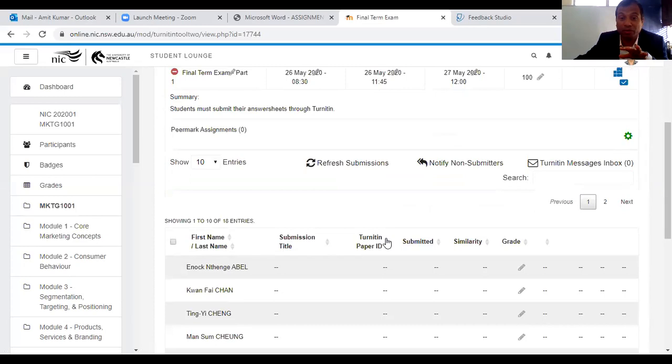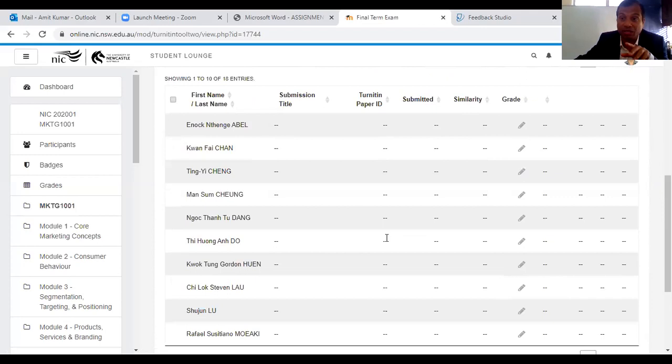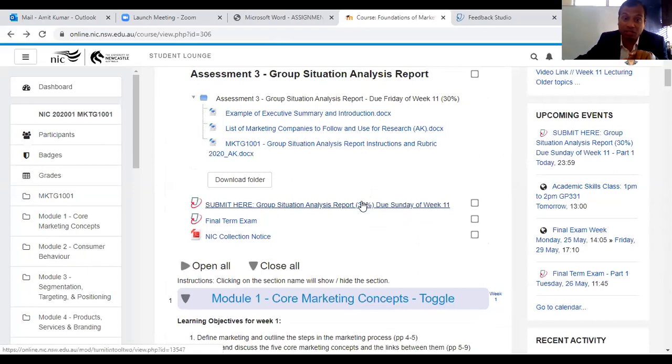Also try to keep a copy, in case it does not appear here and later I ask you to resubmit. So keep one copy safe in your system. Close it properly, submit through Turnitin, and keep a copy in your system. If you're using the library system, try to keep one copy in your email. It is your own moral responsibility to keep it safe.